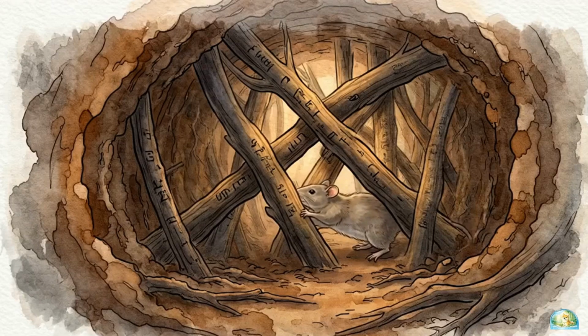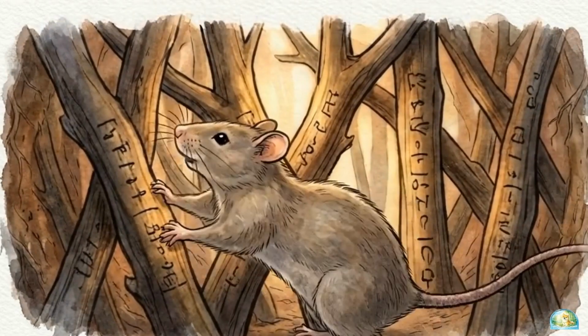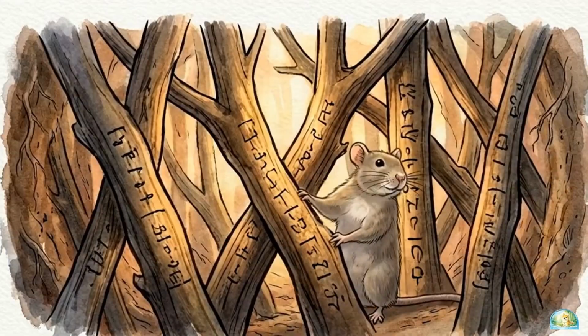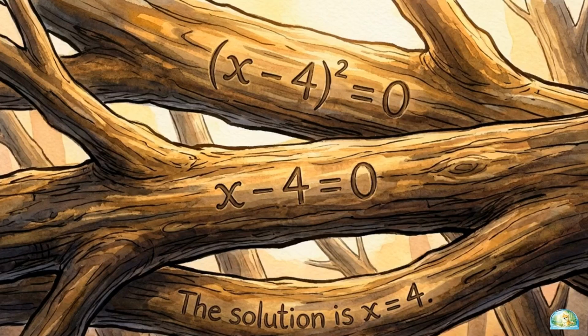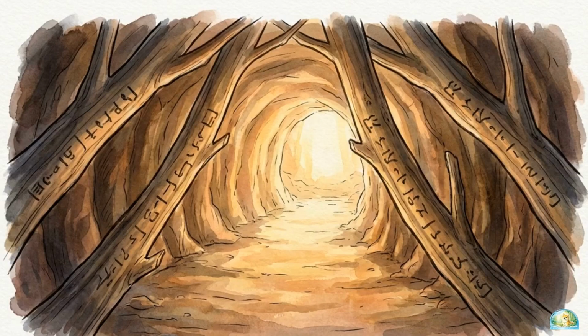The very first obstacle in the journey is a narrow tunnel, sealed completely tight by heavy interlocking branches. Carved directly into the wood grain is the equation that blocks the way. X minus 4 squared equals 0. A square equals 0 only when its inside value is 0, so x minus 4 equals 0. The solution is x equals 4. Recognizing the zeroed perfect square in the wood allows for instantaneous solving by inspection.